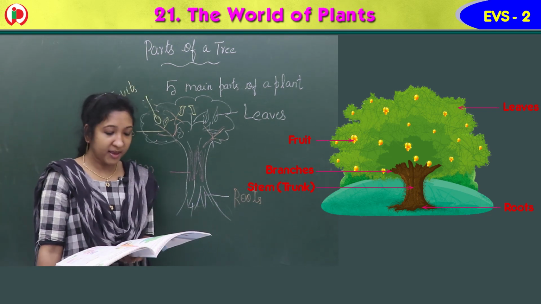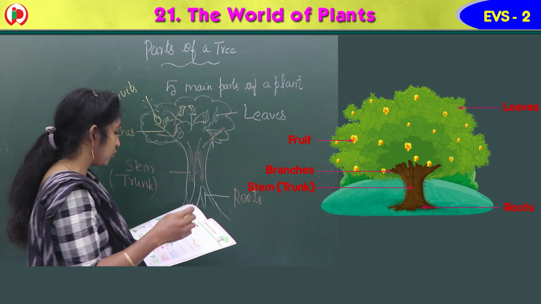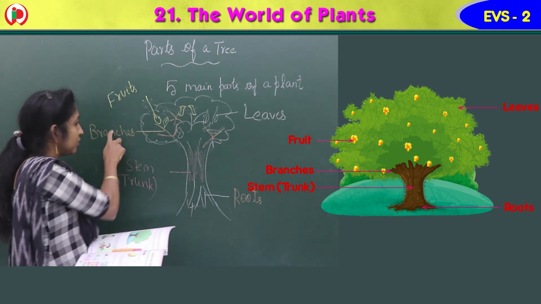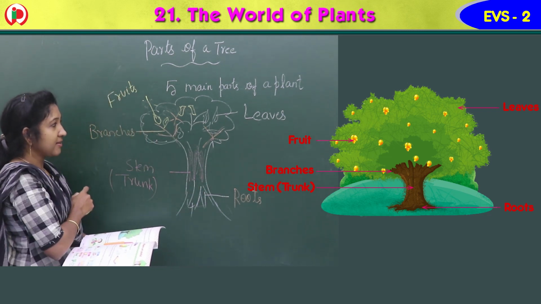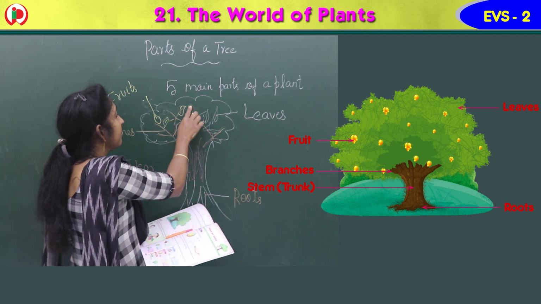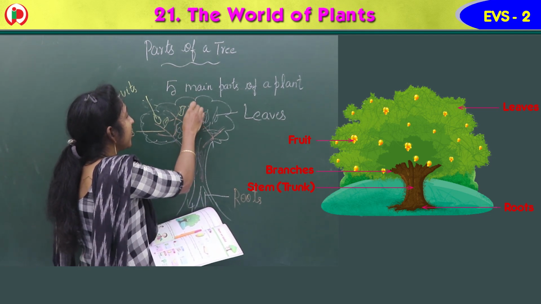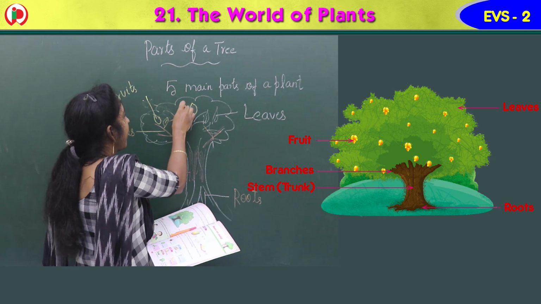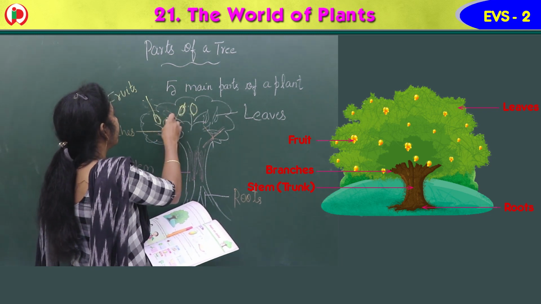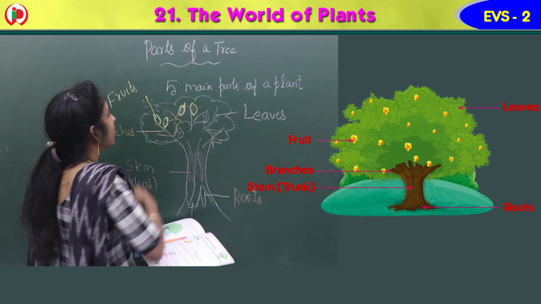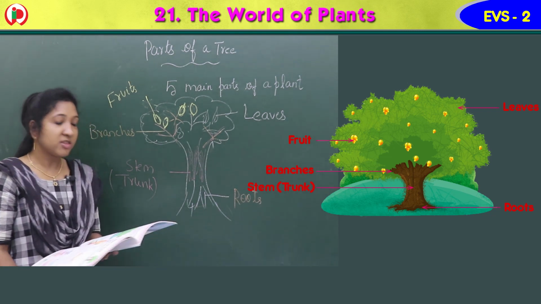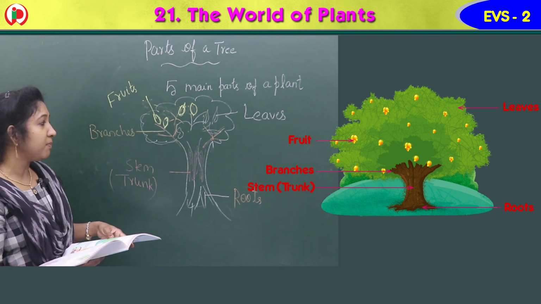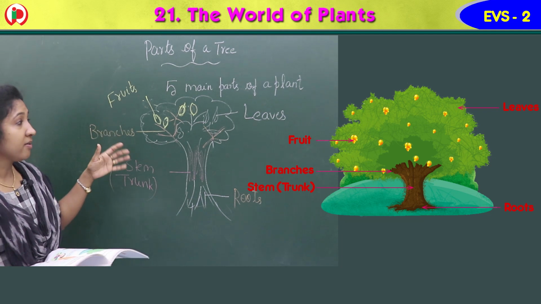Fruits. Okay? Yes, they are fruits. So how many parts? 1, 2, 3, 4, 5. Yes, 5 parts are there. They are the main part of the plant. Okay? Yes. So which are the main 5 parts of the plant or a tree?